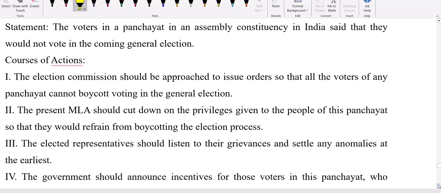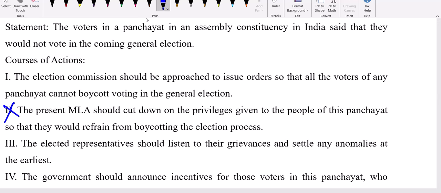So the first one: the election commission should approach to issue an order so that all the voters of any panchayat cannot boycott. If they issue the order, that's not the thing. They have to go and talk to them. What's the problem? Is it a valid one or not? Next one: the present MLA should cut down all the privileges given to that panchayat. They are cutting all the facilities to those people. That's not correct, right?